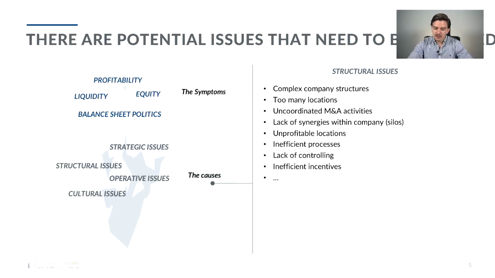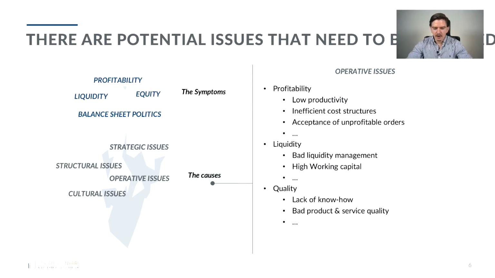Maybe they have inefficient processes, maybe they have a lack of controlling, or maybe they have inefficient incentives. This could all be signs that there are structural issues within the company. Also, there could be operative issues, and this is the next category. So this means maybe they have a low productivity, they have inefficient cost structures, or they even accept unprofitable orders. And you will be surprised how often this happens.